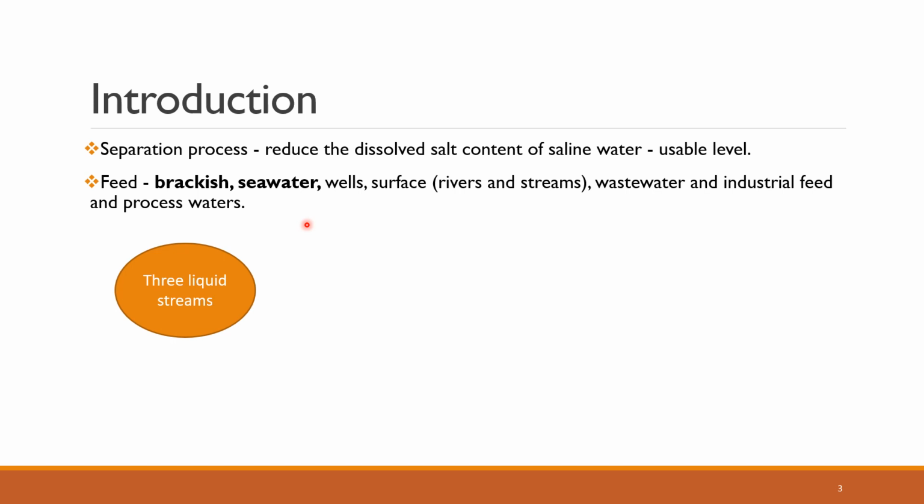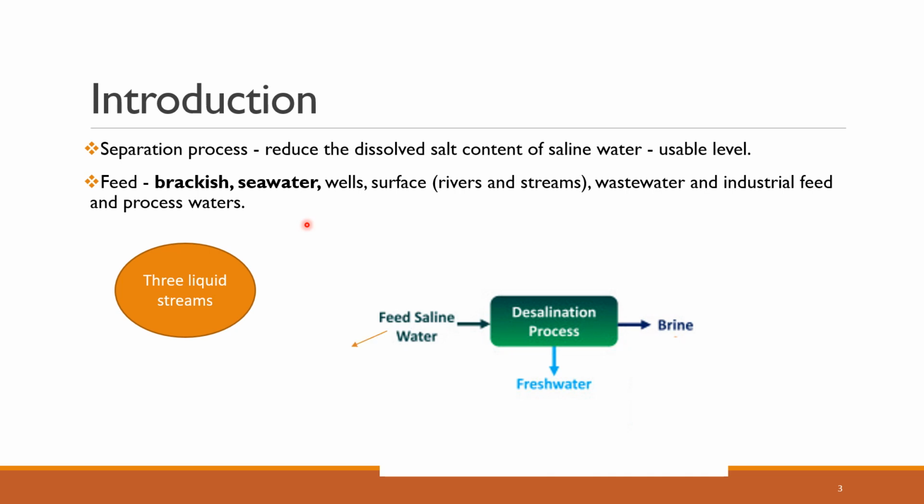So when you have desalination, you will have three liquid streams. The first liquid stream, like I said, is the feed, which is mostly seawater and/or brackish water. This is fed to the desalination process setup, which can either be reverse osmosis or electrodialysis and electrodialysis reversal.